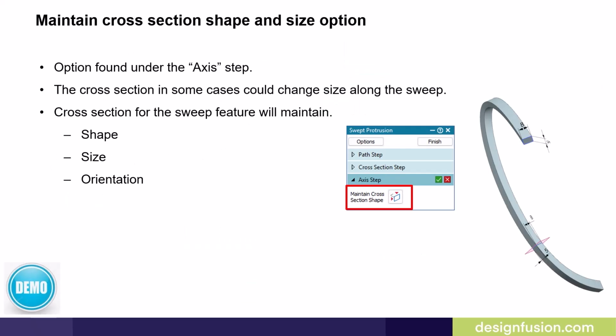The Maintain Cross-Section Shape option allows users to maintain or suppress the axis step. With this option turned on, the cross-section for the sweep feature will maintain the shape, size, and orientation.